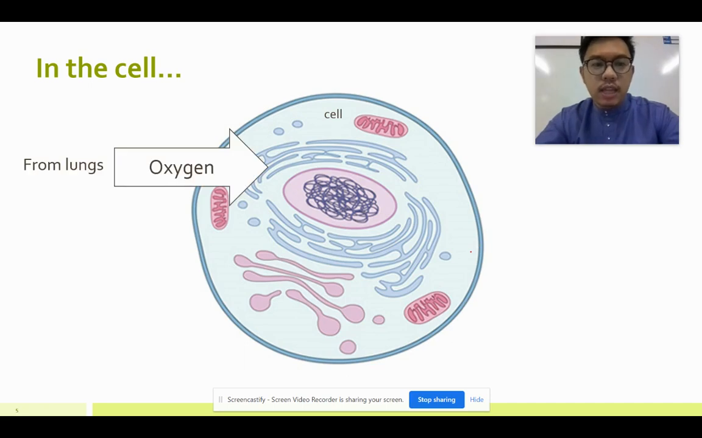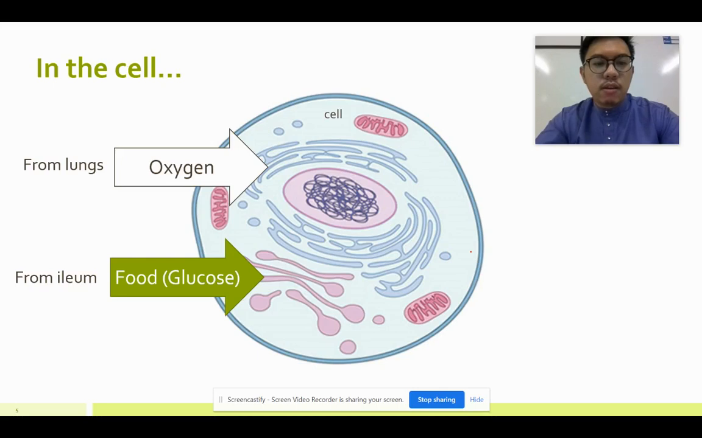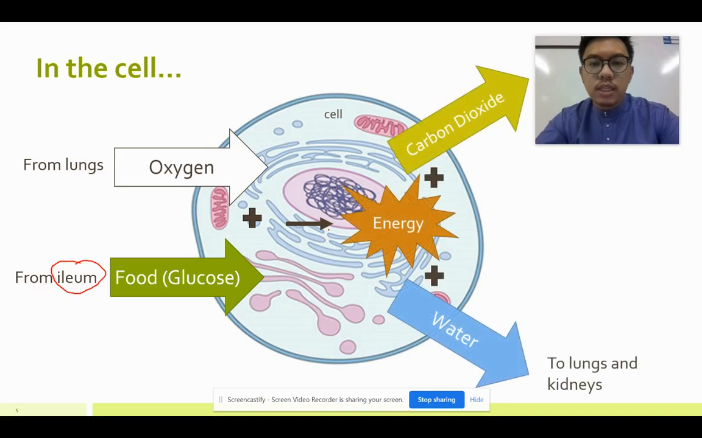So this is the process again. Oxygen comes into the cell. We also get glucose, which is broken down from food, and this comes from our ileum. Do you remember what the ileum is? The ileum is a part of the small intestine. So these two will be combined in the cell, and processed in the cell to produce carbon dioxide, energy, and water.